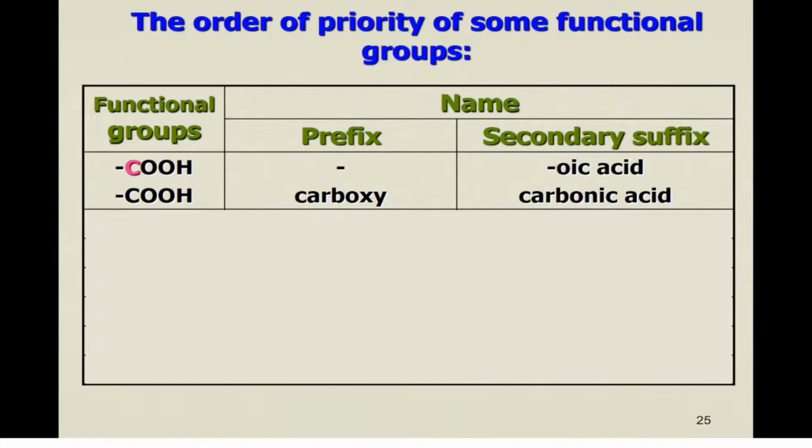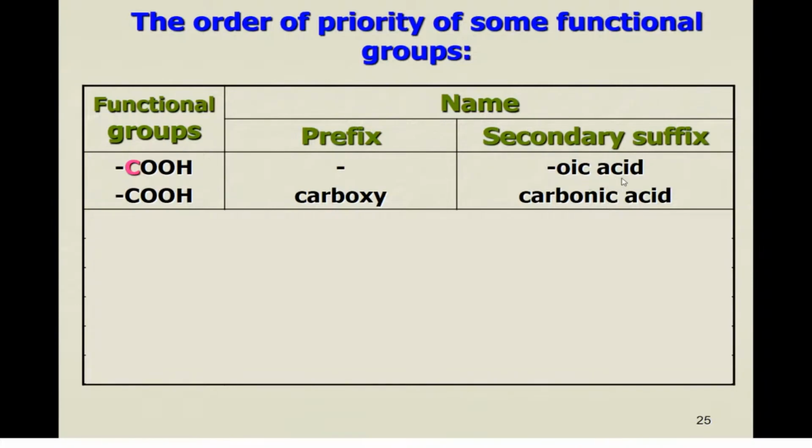The one highest in priority order is the carboxy group. Here there are two possible cases. The carbon in the carboxy group can be part of the parent chain. That means it will be numbered in the parent chain. It's indicated here with the color. It's always the highest functional group in priority order, and that's why it has only the secondary suffix.